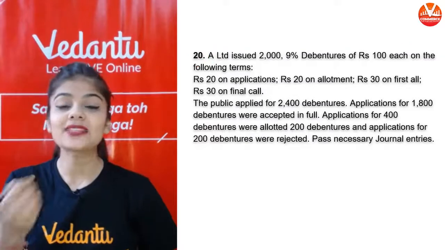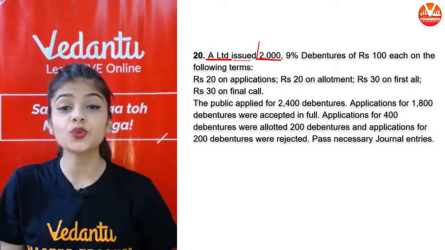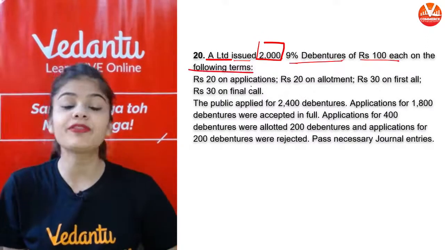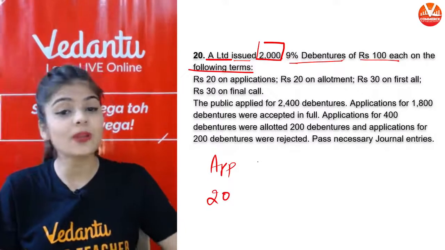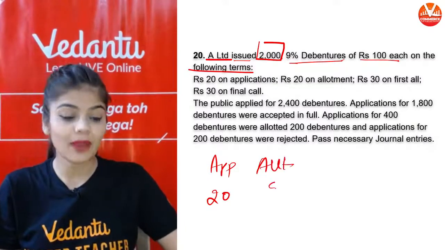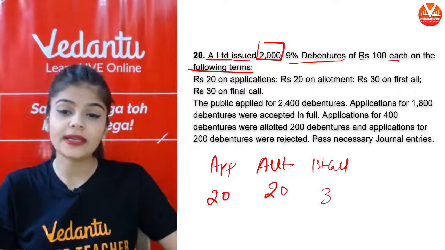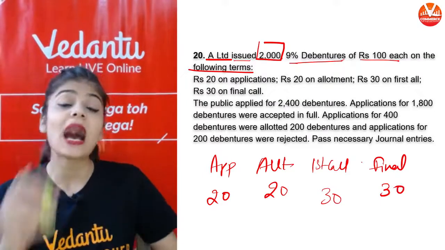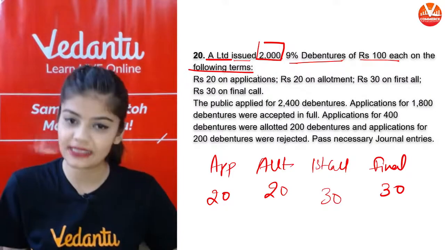So let's read this question. A Limited issued 2000 debentures of 100 each on the following terms: on application 20 rupees will be received, on allotment 20 rupees, on first call 30, on final call 30. So this is how the application, allotment, first call and second call will be received.